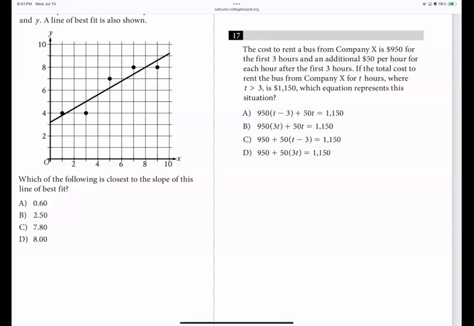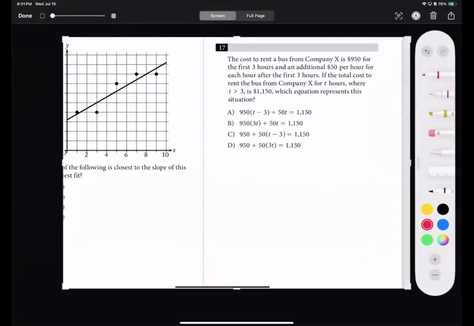C. Okay. The cost to rent a bus from company X is 950 for the first 3 hours. So for the first 3 hours, you pay once 950 and an additional 50 per hour for each hour after the first 3 hours. So let's suppose I rented for T hours. So it will be T hours minus 3 at this price. Do you agree? Per hour. If the total is 1,150, so I think we are done. Nice. C.